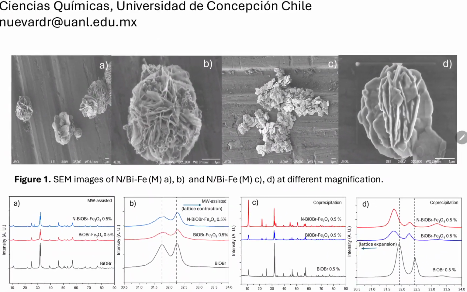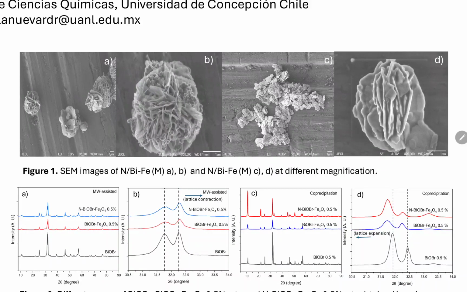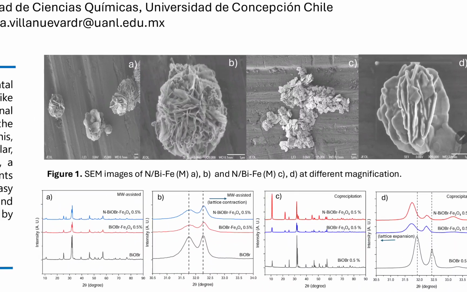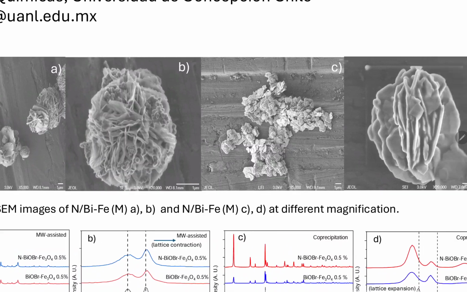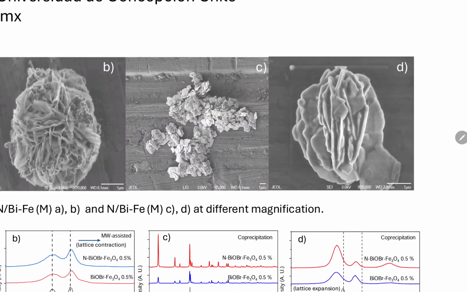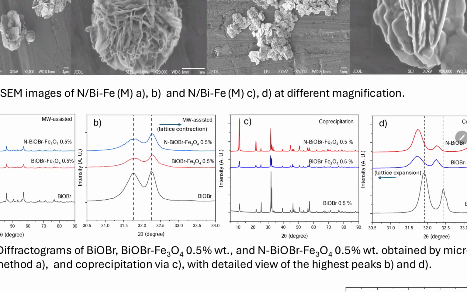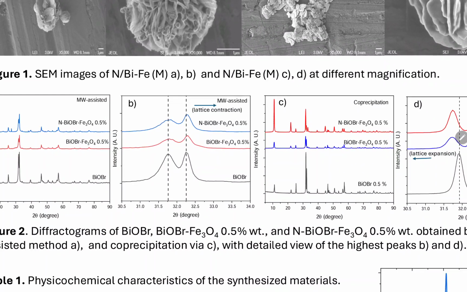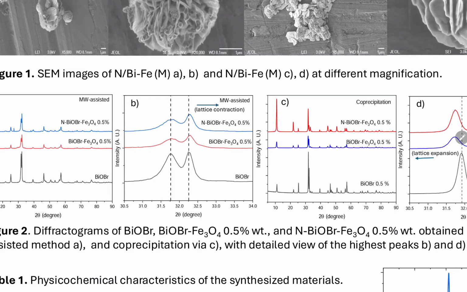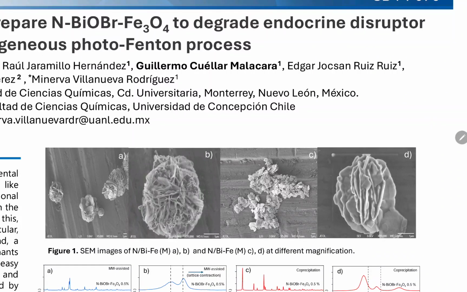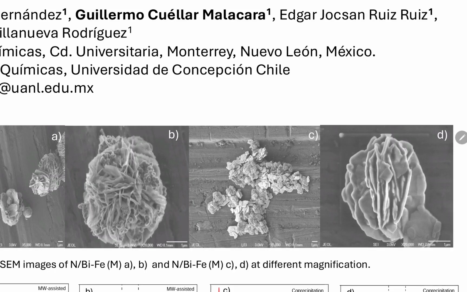Like we have in these images from the SEM analysis, spherical flower-like particles assembled with nanoplates were observed in the catalyst obtained by the microwave-assisted method, like we have here in images A and B. And for image C, those obtained by coprecipitation showed open flower-like structures with rough nanosheets. This was similar to those observed in other works. However, as we can see, the nitrogen bismuth oxybromide made by microwave also presented small spherical particles that are attributed to magnetite on the surface, like these small particles.